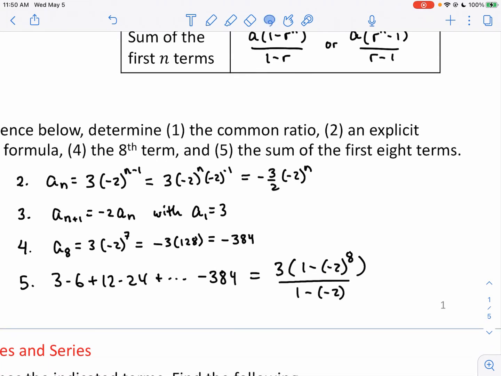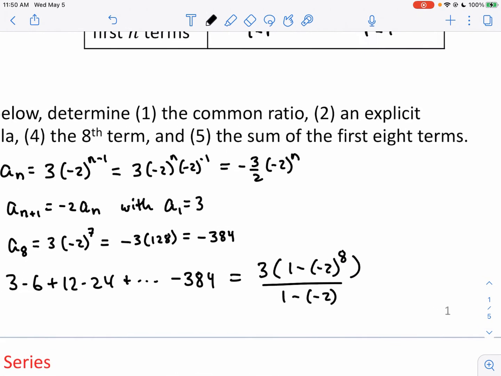Now, 1 minus negative 2 is going to be a 3. That's going to cancel with that 3, so those will just become 1. And we just have to now do this calculation. Negative 2 to the 8th: don't forget to do the 8th power on the negative first, and then see whether the subtraction will remain or whether this will become addition.